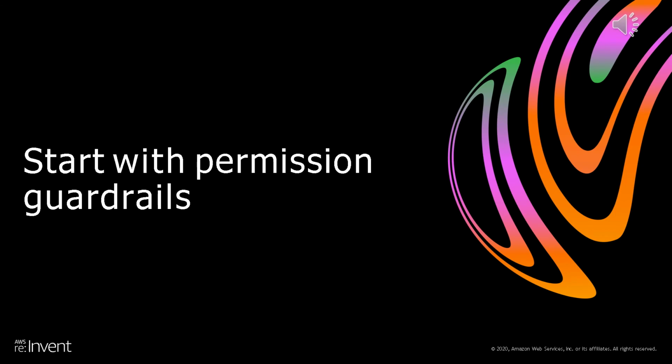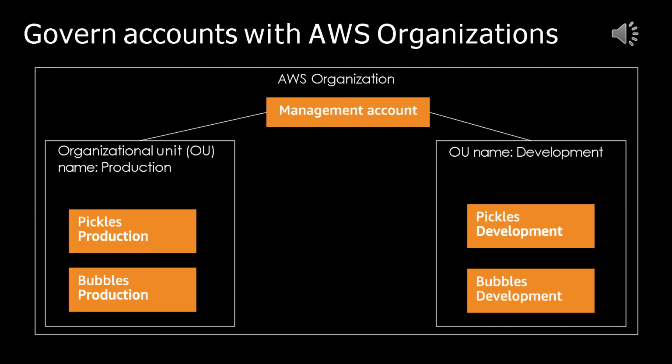But now let's move on to permission guardrails. First, we want to make sure that we're governing our accounts with AWS Organizations. Below is an example of a very small organization that has a management account, and then we have separate organizational units, one being the production and the other being the development. And within those OUs, we also have our different accounts.